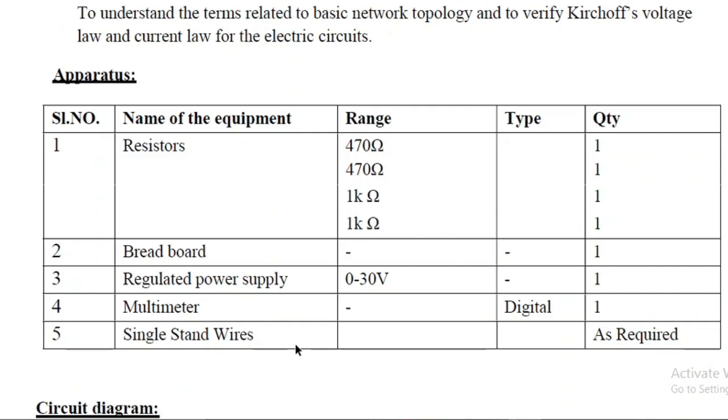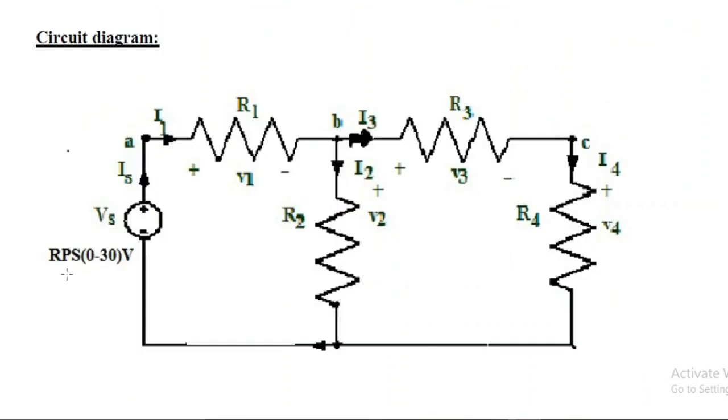So let us see the circuit diagram. This is the circuit diagram on which we are going to prove KCL and KVL. Here you can see 4 resistors are connected in this manner across a supply Vs of 30 volts range. We give the supply from the RPS, regulated power supply, which is a DC supply.